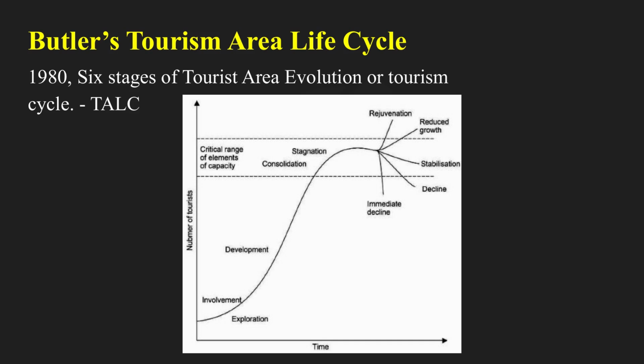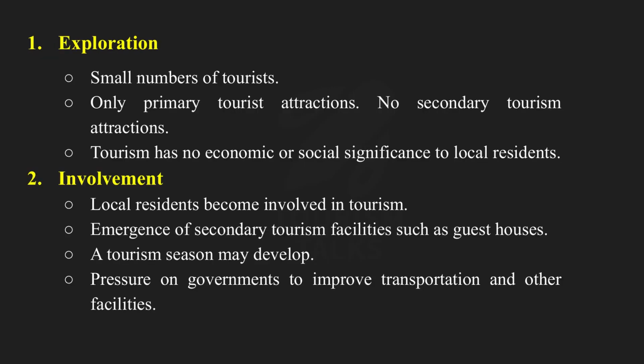Butler's tourism area life cycle. Butler published in 1980 a model of evolution of tourist destinations known as TALC, tourism area life cycle, which stipulates that a site exploited for tourism and leisure knows 6 phases in its evolution. 1. Exploration. 2. Involvement. 3. Development. 4. Consolidation. 5. Stagnation. 6. Decline or rejuvenation.